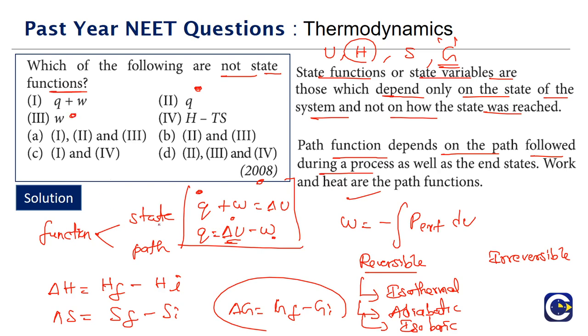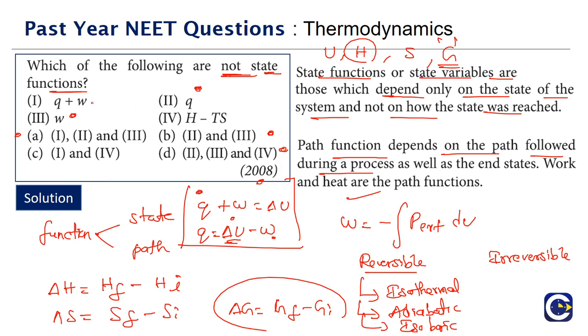We are looking for which of them are not state functions. So 2 is not a state function. 3 is also not a state function. Okay. Now this means our options will be what? Either A or B or D. Why? Because A, B and D, all of them are including 2 as well as 3. But we have to check what about the 1 and 4.